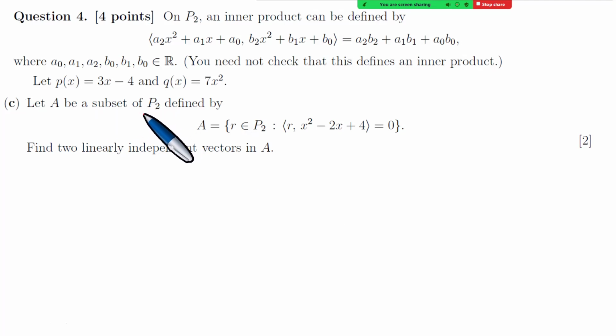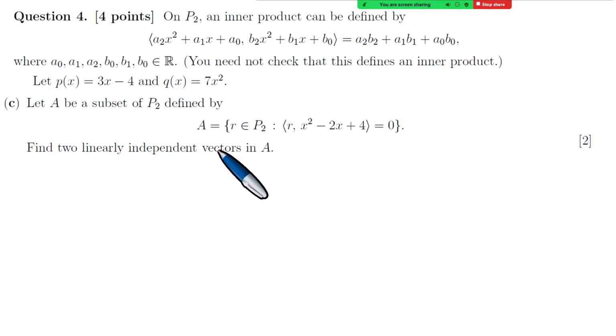And what would this mean? A being a subset of P2, it is a subset of the polynomial space with polynomials of degree 2 or less, defined by this. So A is defined by this. Find 2 linearly independent vectors in A.